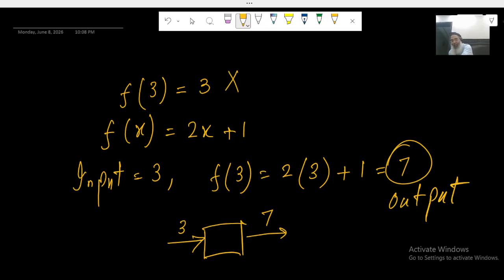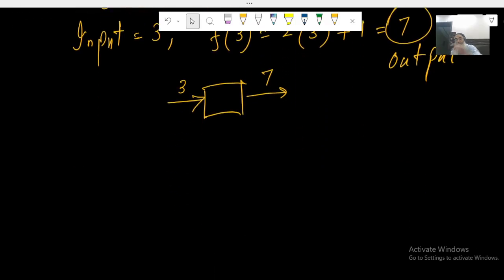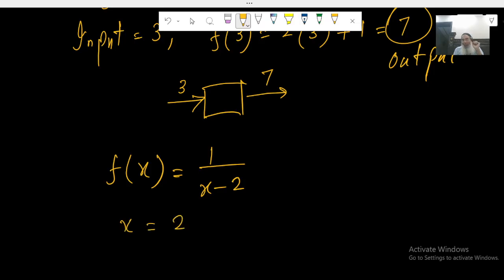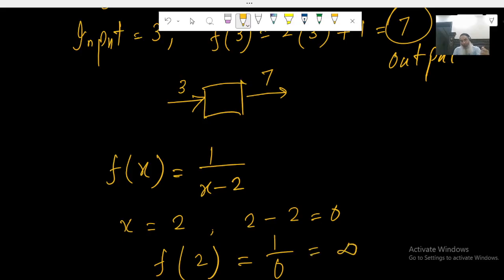Now the second error is that students ignore restrictions in the domain. For example, if f of x is equal to 1 over x minus 2, many students write that its domain is all real numbers. Yes, all real numbers, but except one number, and that is x equal to 2, because when x is equal to 2, the denominator becomes 0. 2 minus 2 is equal to 0, and f of 2 becomes 1 over 0. That is not defined. It is undefined.